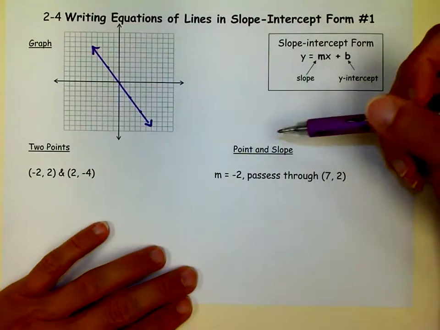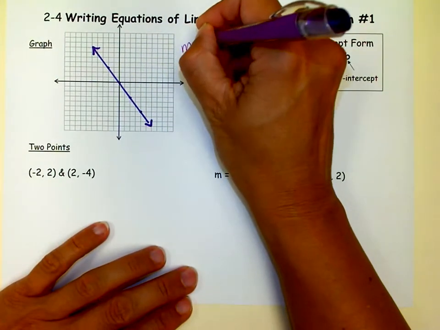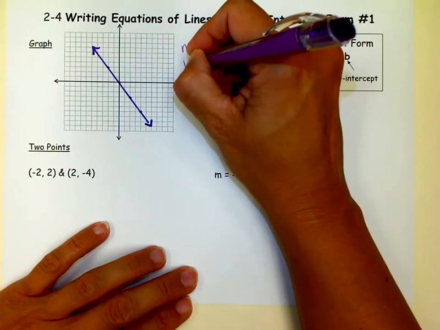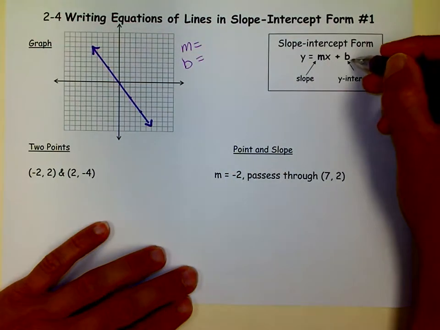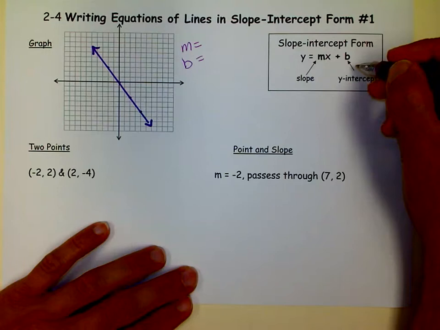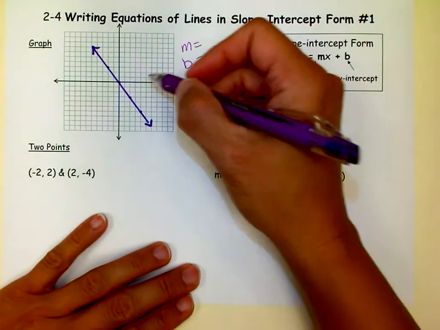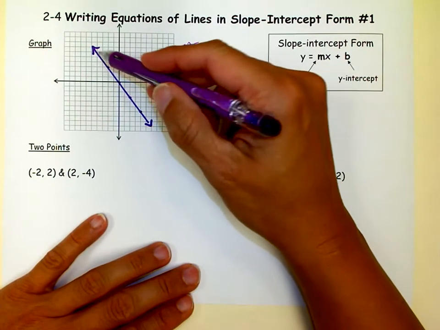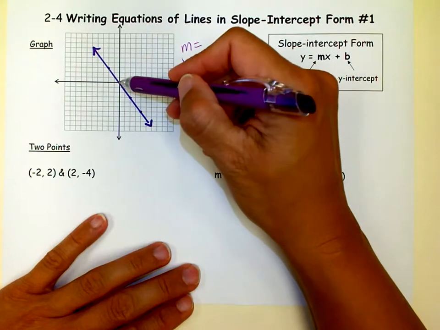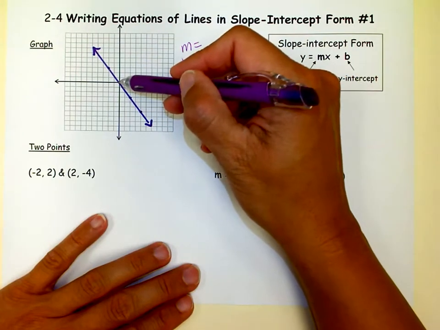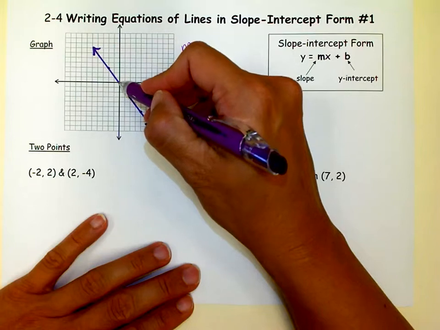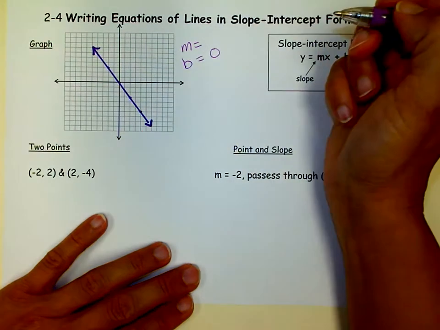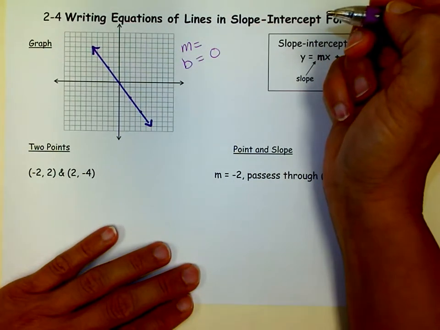So here's the graph of our line. It's always important. I want to find the slope, and I want to find the y-intercept, which is known as b in our slope-intercept form. So the y-intercept is the easiest to find because it's where the line crosses the y-axis. That's the y-intercept. And it looks like it crosses at (0, 0), which means y is 0. So our y-intercept, or b, is 0.